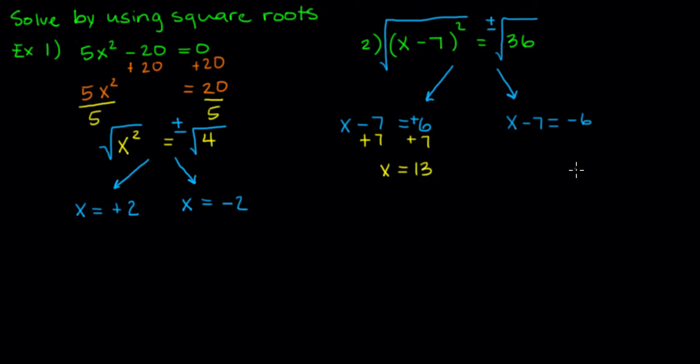I'm going to do the same thing with the other problem, except it's its own. I'm going to isolate the x, adding 7 to both sides, and we get x equals negative 6 plus 7, which is just 1. So my answer for the second problem is both 13 and 1.